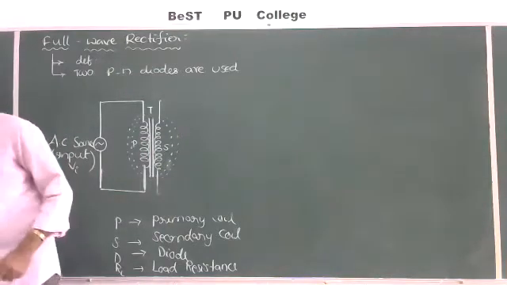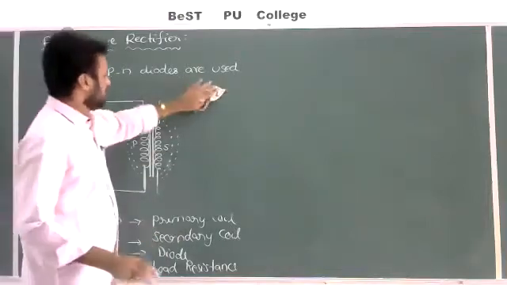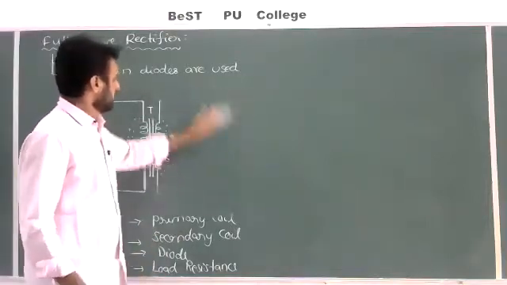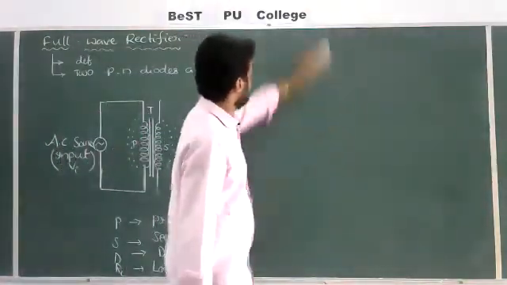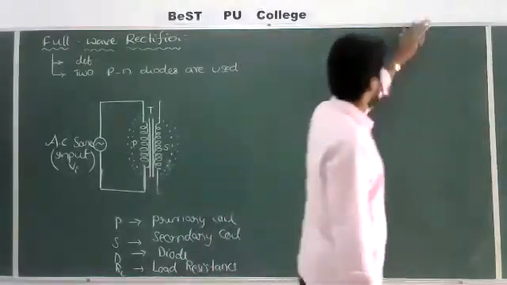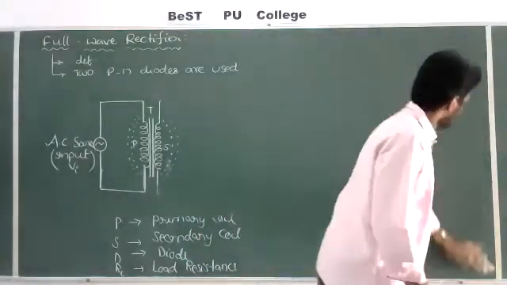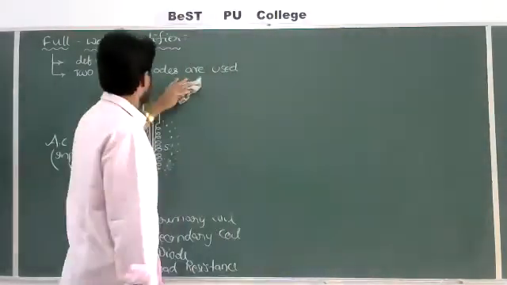I write the definition as: an electronic device or electronic circuit which converts full of the AC wave, or full of the AC cycle, into DC.